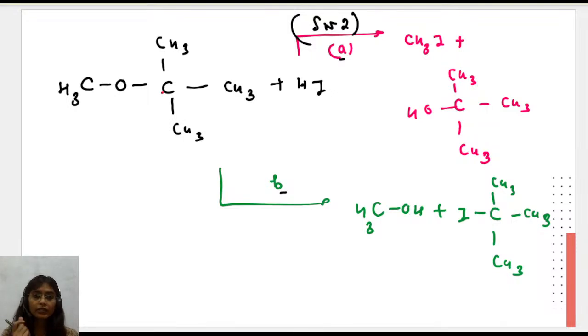But what if the reaction follows the SN1 mechanism? Then is A feasible or B feasible? Because of course we are going to discuss the reaction mechanism sometime in between. My question is, what if in the reaction we are following the SN1 mechanism? So is A more feasible or B more feasible now?